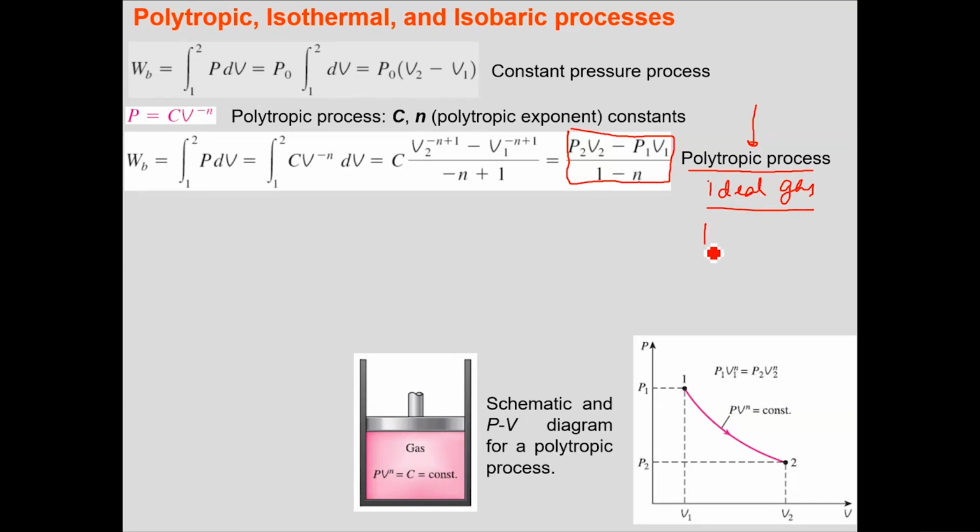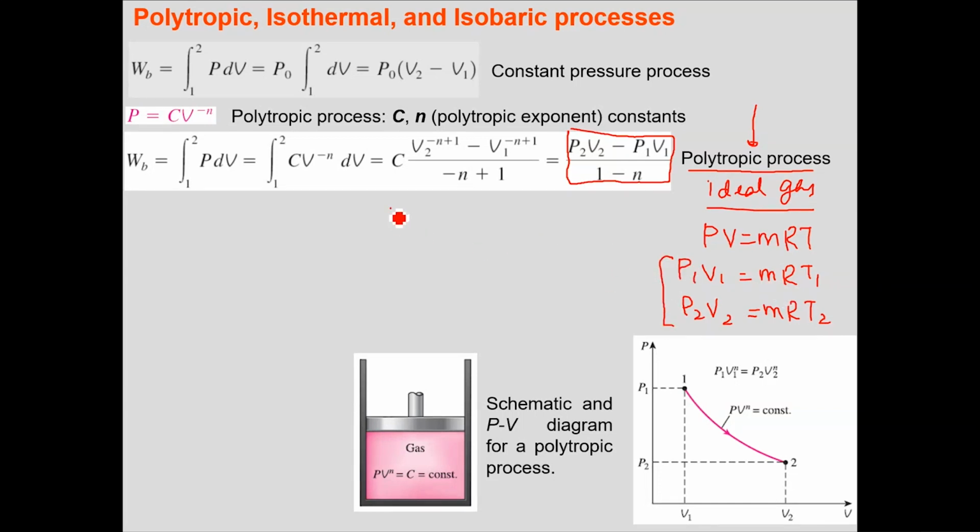So for an ideal gas, I know that PV is equal to mRT. If the fluid is an ideal gas, I can say that PV equals mRT, or for state 1, P1 V1 is equal to mRT1, and for state 2, P2 V2 is equal to mRT2. Clear enough? Is this clear?